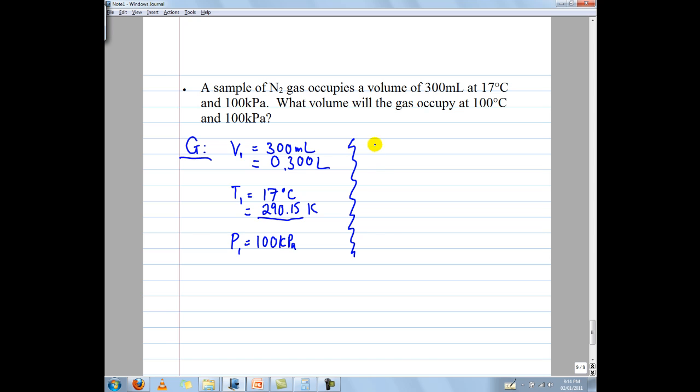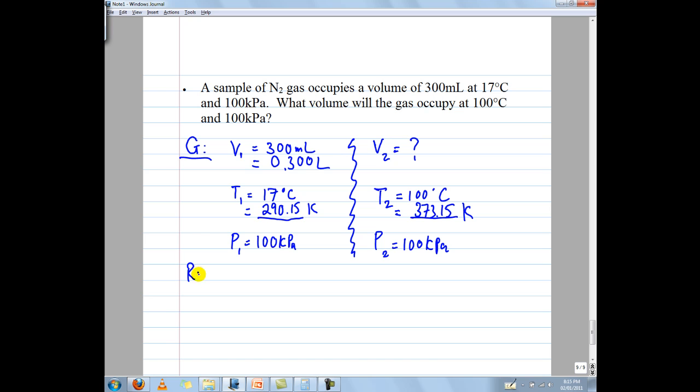So volume 2 is equal to what? That's what I'm trying to find. Will the gas occupy at 100 degrees Celsius? So I write T2 as 100 degrees Celsius, but again, I can't leave it at Celsius, I have to turn it into kelvins. So how many kelvins is that? 373.15 kelvins, because we're adding 273.15 to convert Celsius into kelvins. Alright, and at a pressure of 100 kilopascals. And we write pressure 2 as 100 kilopascals.